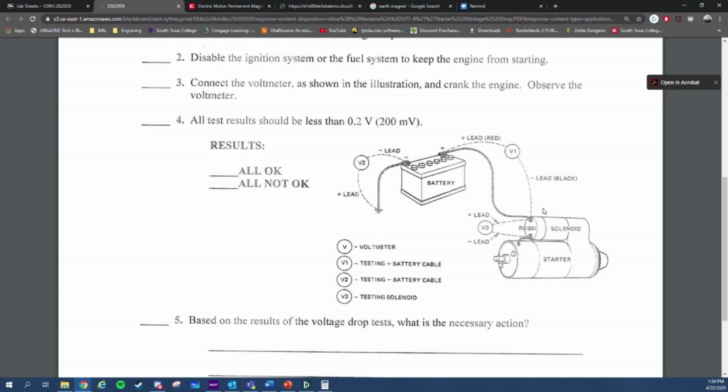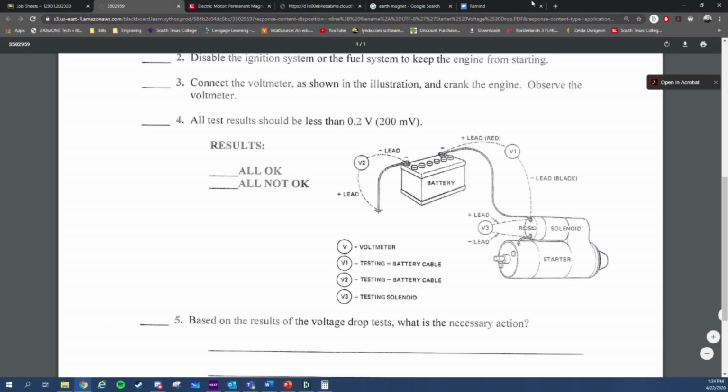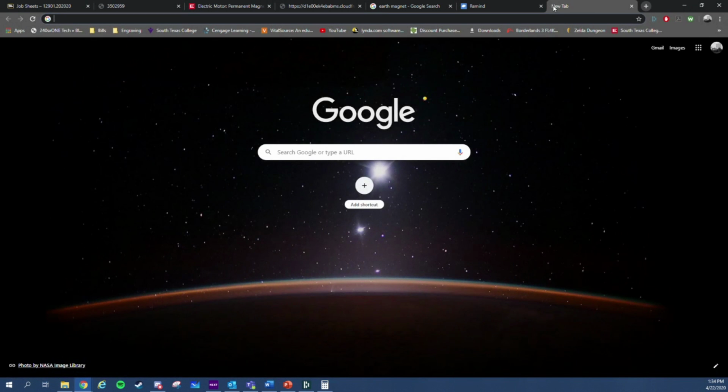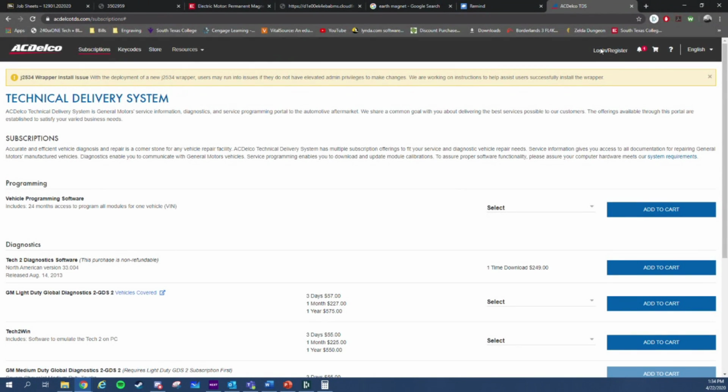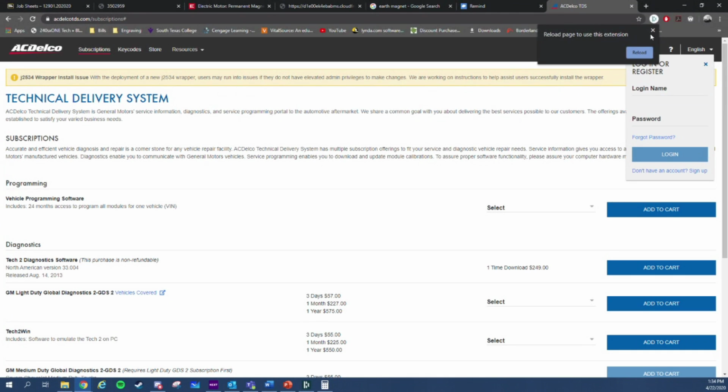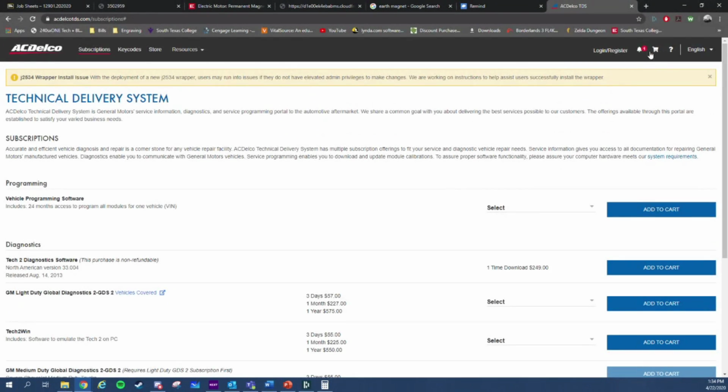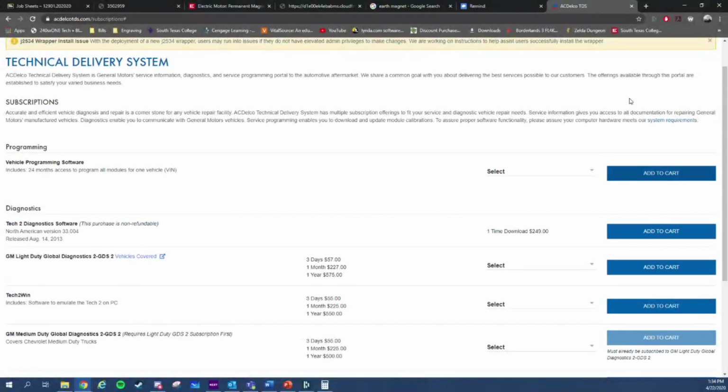Now, this is just an illustration. Let's look at an actual schematic, because you're not going to have an illustration like that when you're working. You're going to have a schematic, and you need to do the actual test. So, can anyone give me an example vehicle? Has to be a GM though, and we'll check it out. 99 Chevrolet Tahoe. Let's check it out.